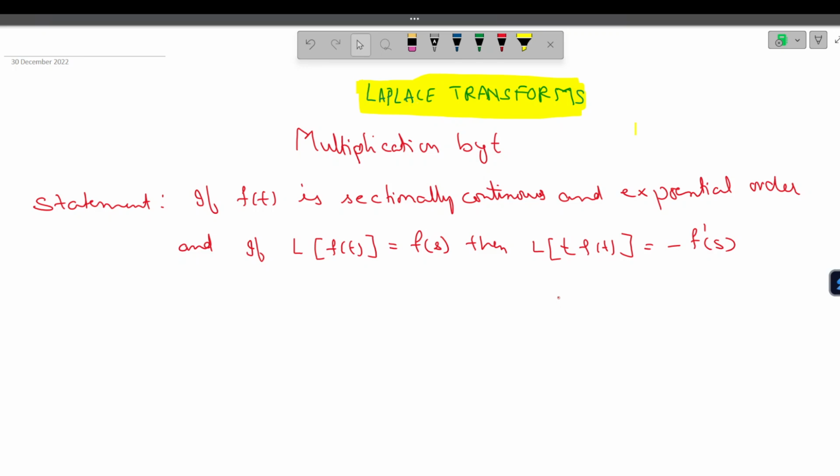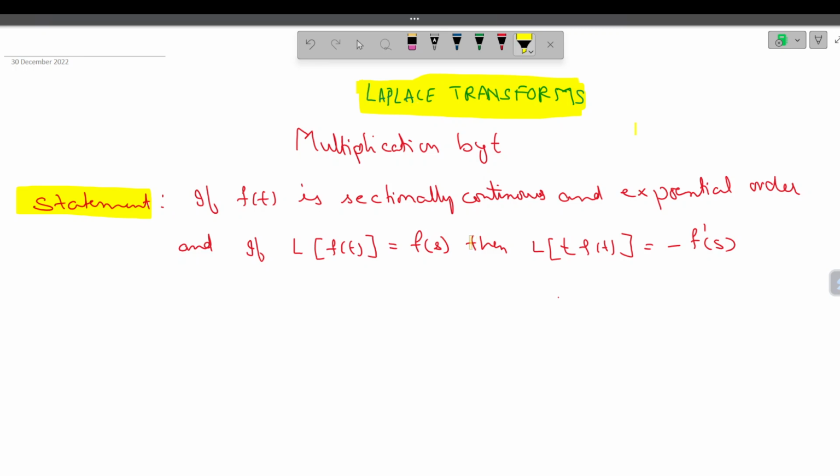Hi everyone, today we'll discuss Laplace transformation multiplication by t. The statement of the theorem is given first. We'll prove this theorem, then we'll do the problem based on this. I'll make one video on this, then another video on the problem.